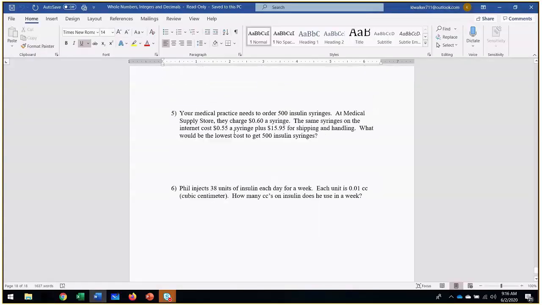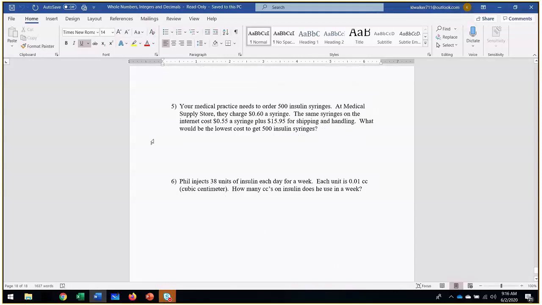Let's talk about number 5. Your medical practice needs to order 500 insulin syringes. At the medical supply store, they charge 60 cents per syringe. And the same ones on the internet are 55 cents a syringe plus $15.95 for shipping. What will be the lowest cost to get these 500 insulin syringes?